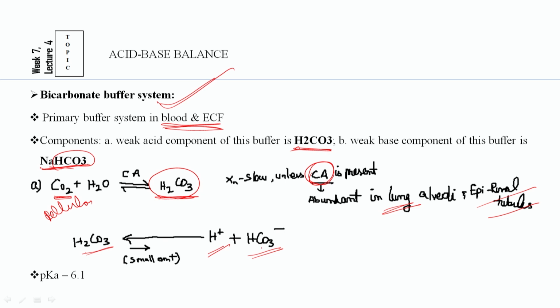Whereas the H+ and bicarbonate will react and favor carbonic acid production. Now, what is the pKa of the bicarbonate buffer system? It is 6.1. What is the normal pH of the arterial blood? I told you it is 7.4. See the difference: it is 6.1 and 7.4, right? But still, this bicarbonate buffer system is one of the best systems compared with the other systems.